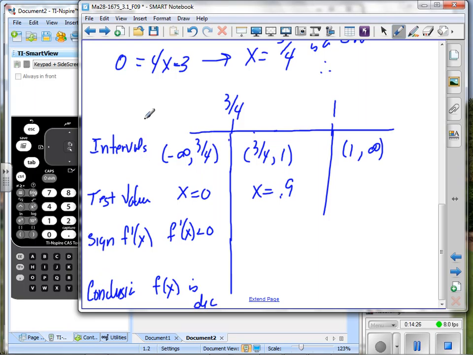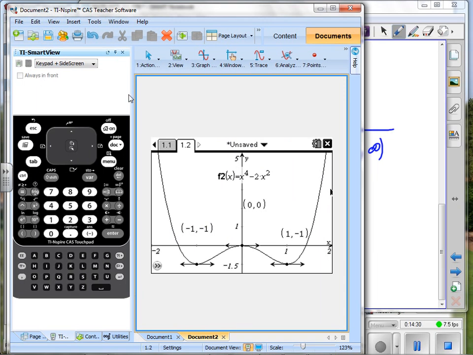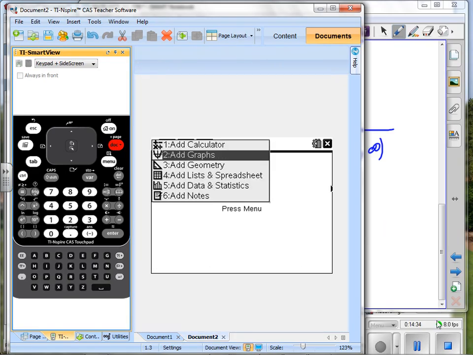Now, in order to make sure we get through this problem, I'm going to just say, let's go to our graph. Thank you.